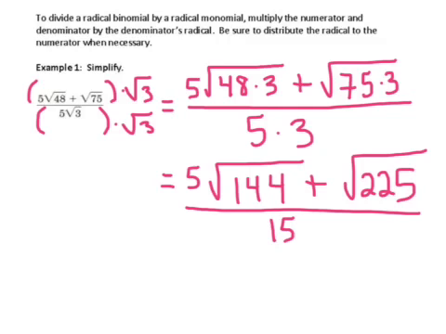Now, we got lucky in this example because we have a perfect square underneath the radical in the first term, and we have a perfect square under the radical in the second term. The square root of 144 we know is 12. And we know that the square root of 225 is 15.